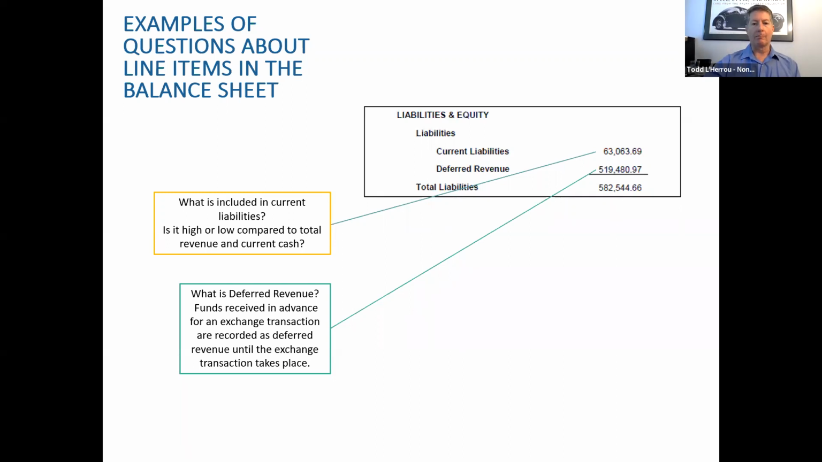And the remainder of that would be under a long-term liability. Other things, of course, are bills that are currently due, anything that's overdue, et cetera, would all fall under that category. Are those liabilities high or low compared to total revenue and the current cash? Those are things you can look at. And we already touched on that deferred revenue, so I won't talk about that anymore. And move on to the next slide.